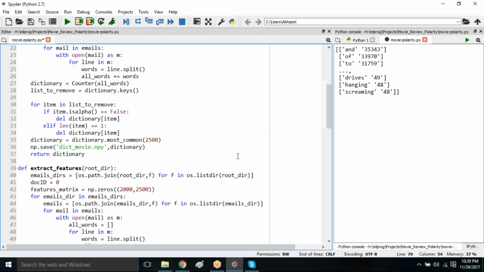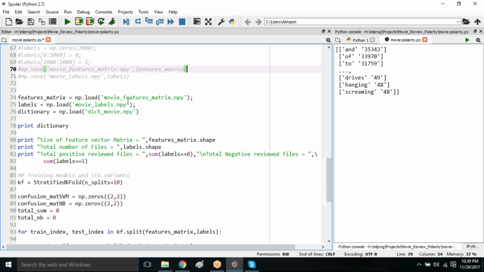So I have already saved the feature matrix, and also I have saved the movie labels, the actual labels. This is the dictionary, this is the feature matrix, and this is the label, whether it is positive or negative.